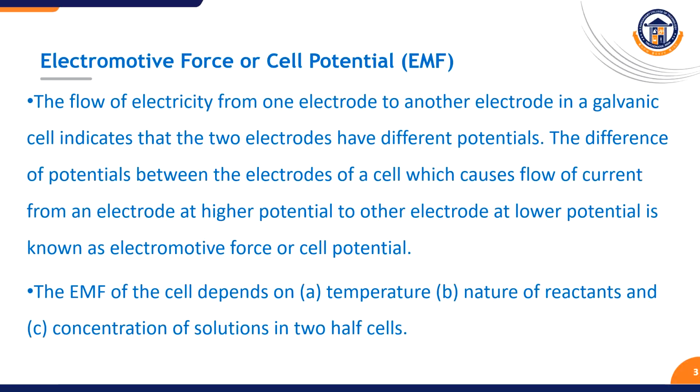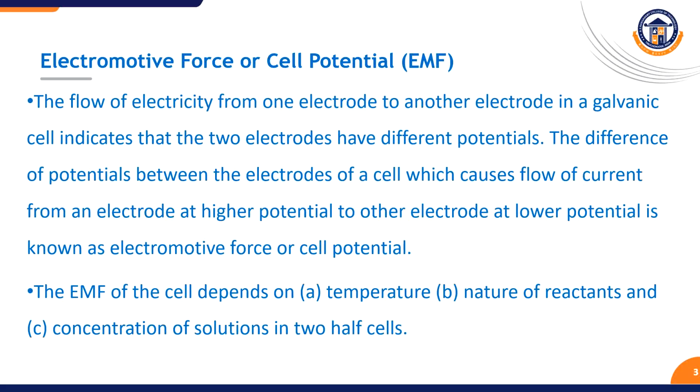Electromotive force is called EMF for short. The flow of electricity from one electrode to another in a galvanic cell indicates that the two electrodes have different potentials. If there is no potential difference between the electrodes, there is no flow of current. When there is a potential difference, only then does the movement of electrons, that is the movement of current, take place from a higher potential to a lower potential. So that is why it is called EMF.